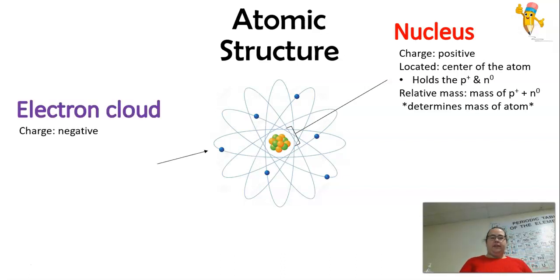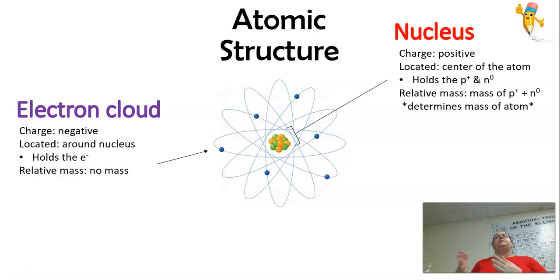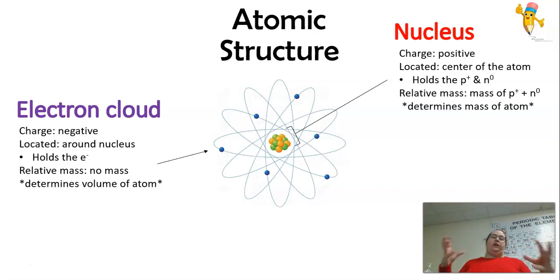Your electron cloud, well, that's negative, right? The protons and the neutrons, which have the positive and neutral charge, are in the middle, and the electrons, which are spinning on the outside, are going to make your electron cloud negative because that's where the negative charge is. It's going around the nucleus. It holds the electrons. And again, electrons have no mass, so the electron cloud has no mass as well. It determines the volume. How big is your atom?